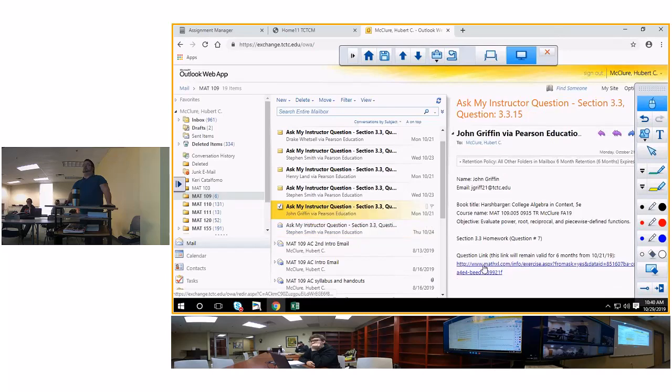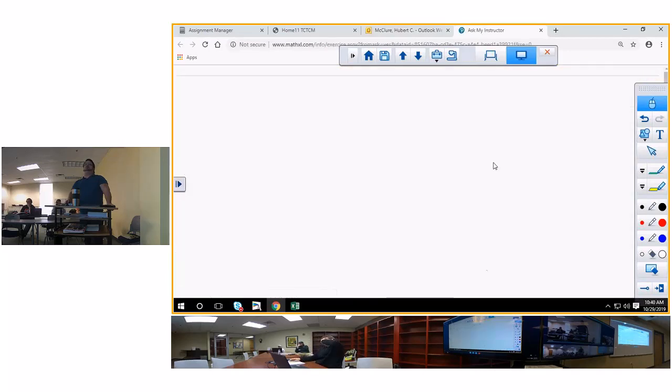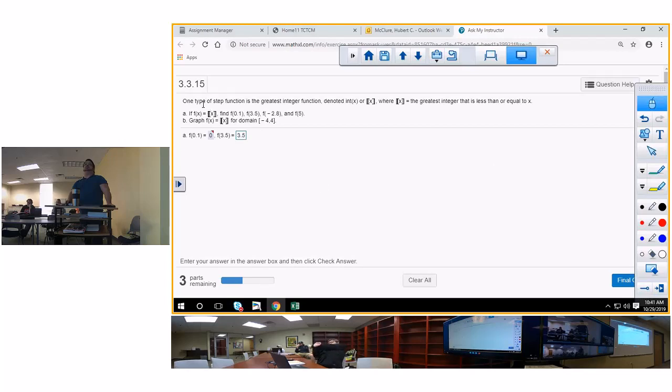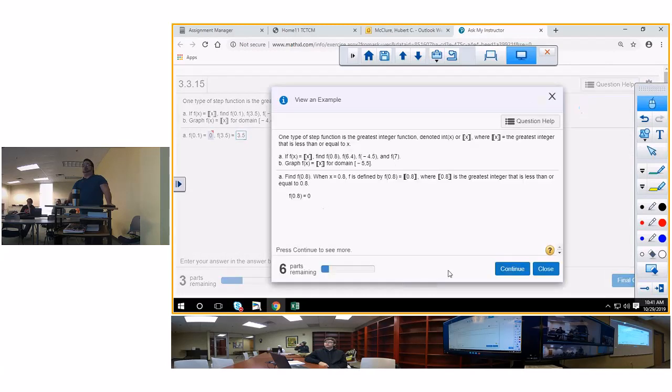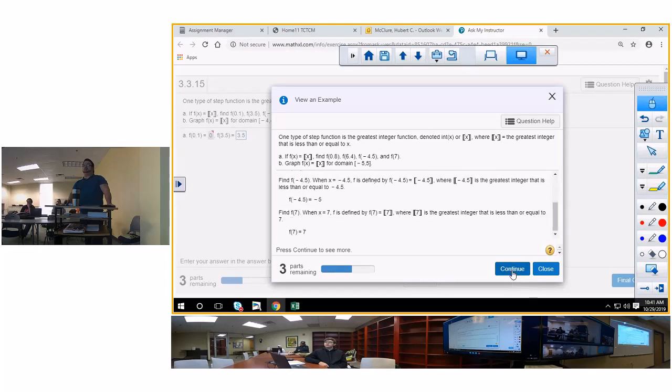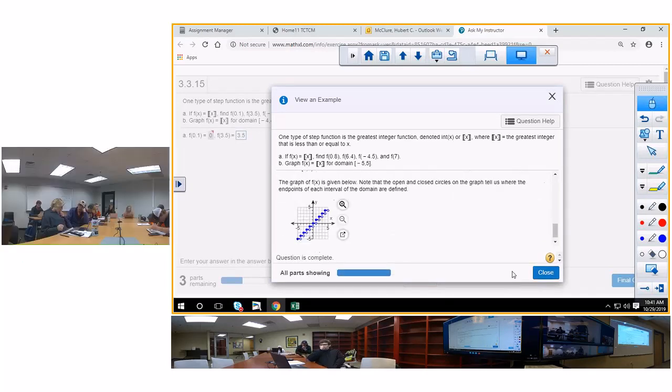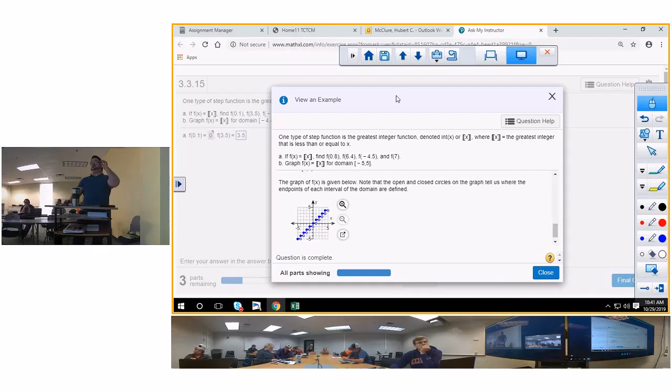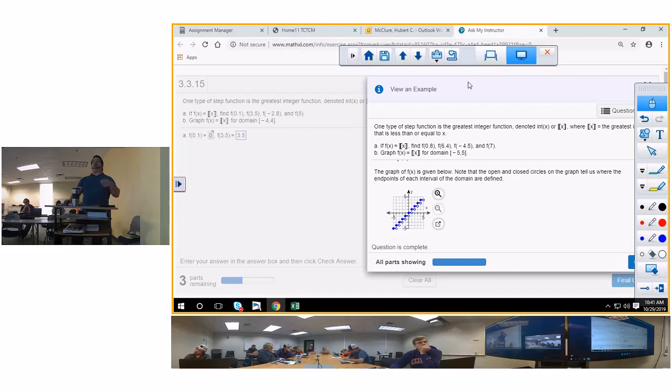This is 3.3, number 7. One type of step function is the greatest integer function. This is one of those stupid piecewise functions. If f of x is equal to the greatest integer of x, graph the domain. You can actually graph this in your calculator. I'm just going to show you what it looks like. There. That's what it looks like. It's a stepwise function, a piecewise function.